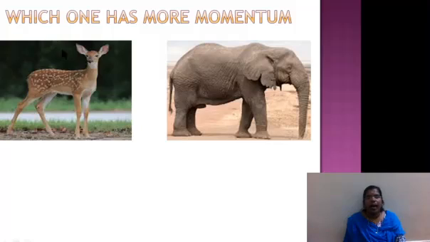Here, a deer and an elephant are there. Which one has more momentum? Yes, the elephant has more momentum because elephant has more mass. As momentum is the product of mass and velocity, if it is moving, we can multiply mass with this. So it has more momentum than the deer.